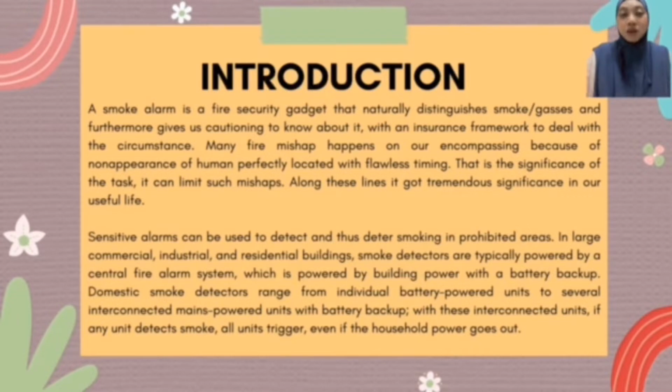Sensitive alarms can be used to detect and thus deter smoking in prohibited areas. In large commercial, industrial, and residential buildings, smoke detectors are typically powered by a central fire alarm system, which is powered by building power with a battery backup. Domestic smoke detectors range from individual battery-powered units to several interconnected mains-powered units with battery backup. With these interconnected units, if any unit detects smoke, all units trigger even if the household power goes out.